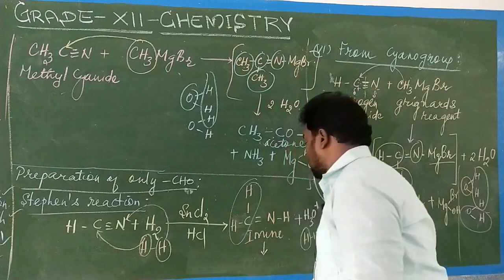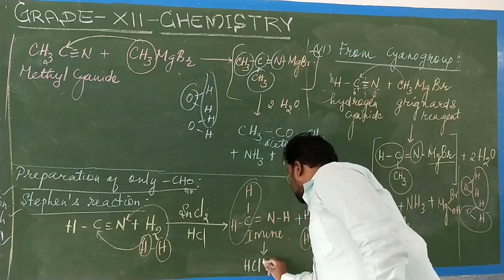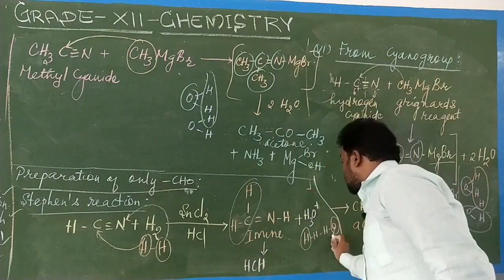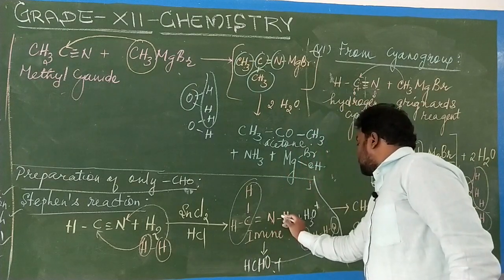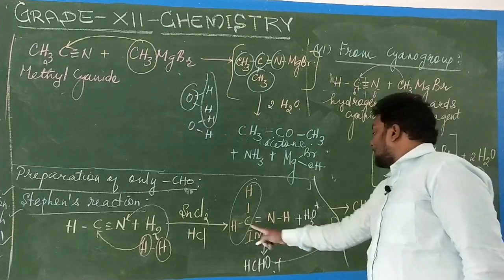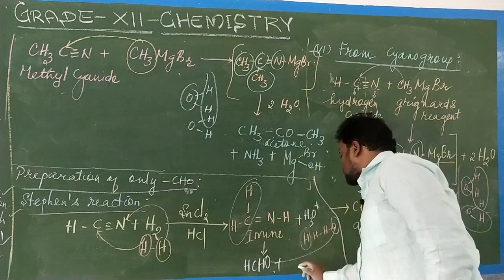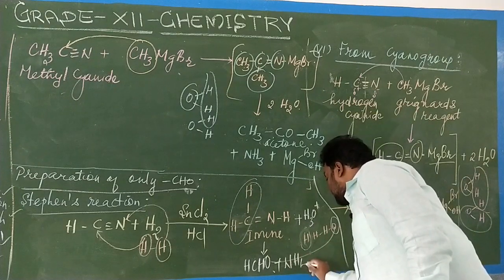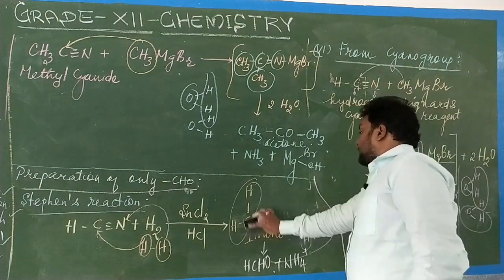So you can write H, CH, then this O plus nitrogen with 1, 2, 3, right? Nitrogen with H, CHO. So then this hydrogen will also be there, so NHHHH. So NH4 plus. So let me write this reaction once again, now you will understand it well.